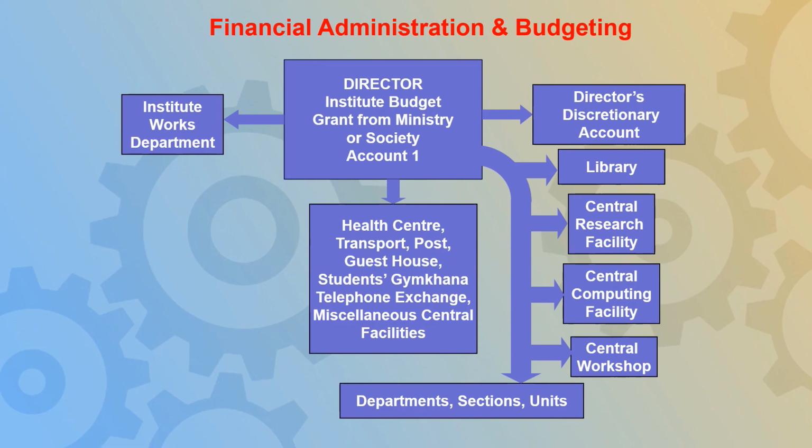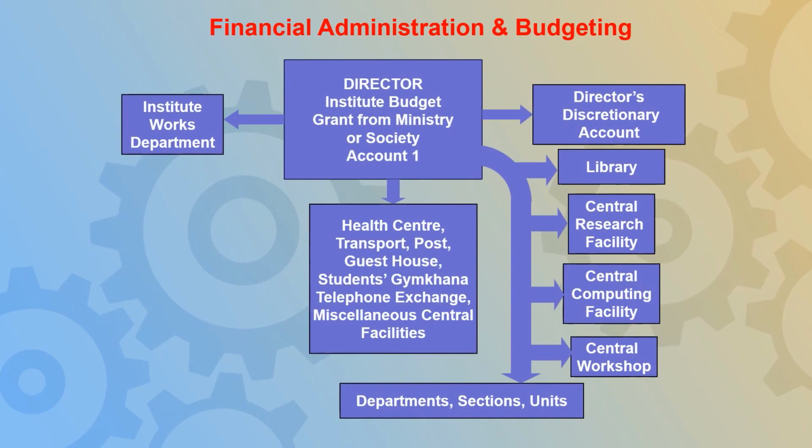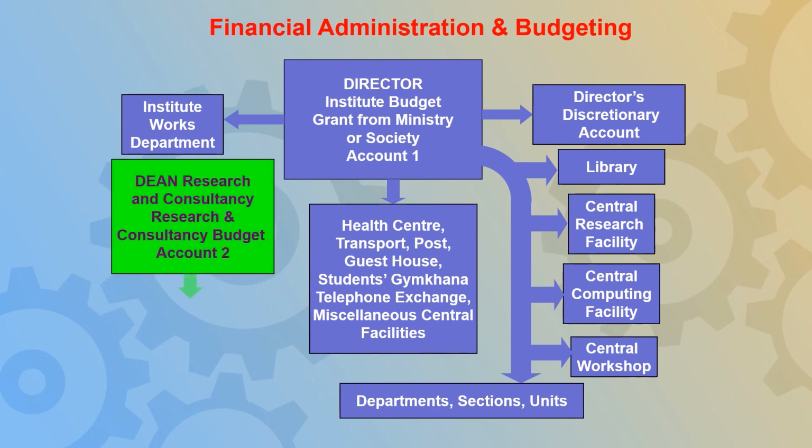And such large institutes also have a separate account, which is run by the Dean of Research and Consultancy. There, all the budget money or your project money, the overhead for consultancy, all the money which the institute earns, goes into a separate account called account 2, which has slightly different rules, somewhat more liberal than account 1, which is strictly government money.